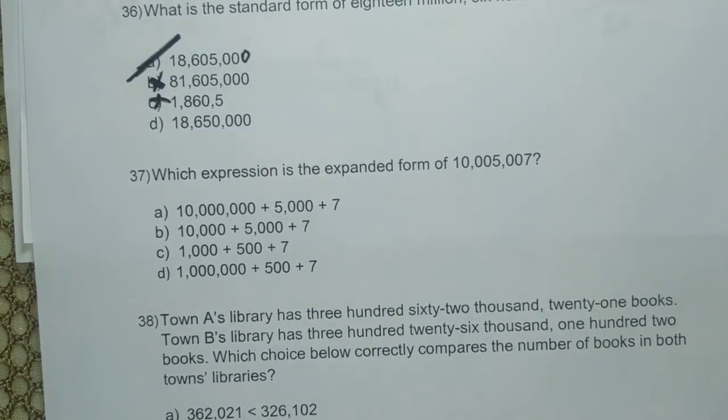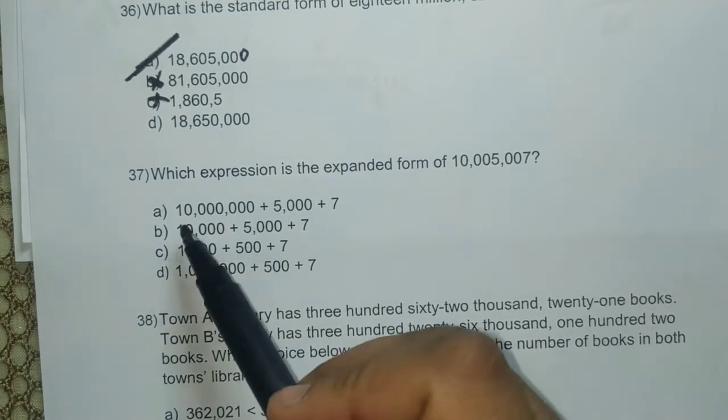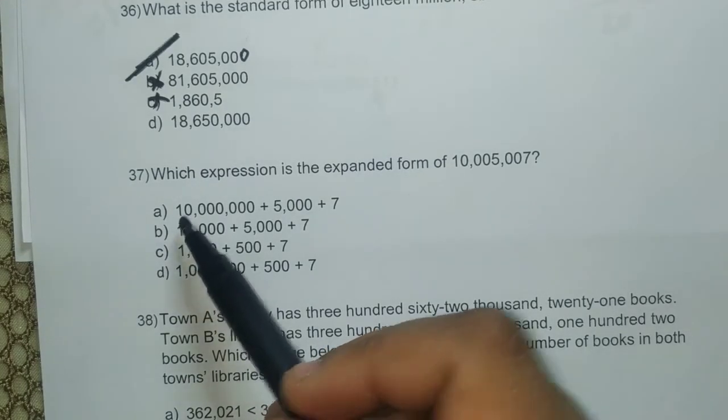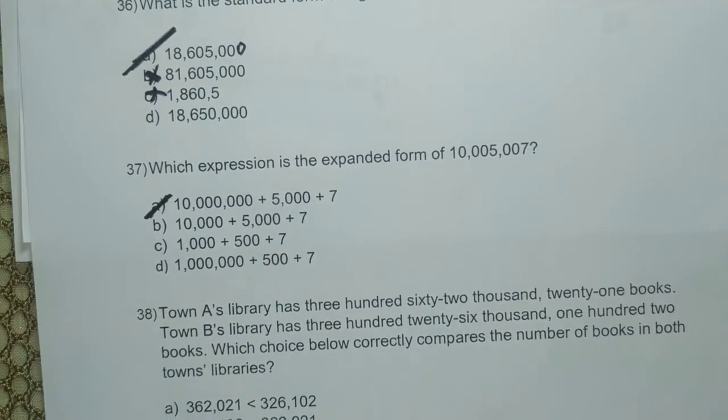Number 37. Which expression is the expanded form of this number? 10 million. This is the only one that has 10 million. So it will be this number.